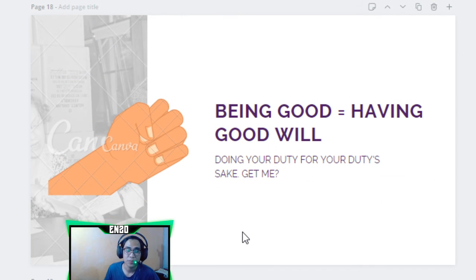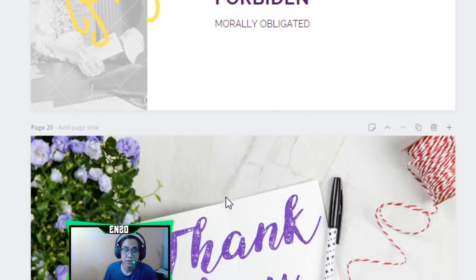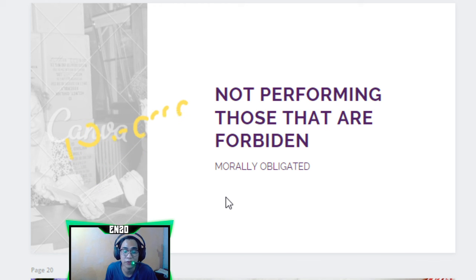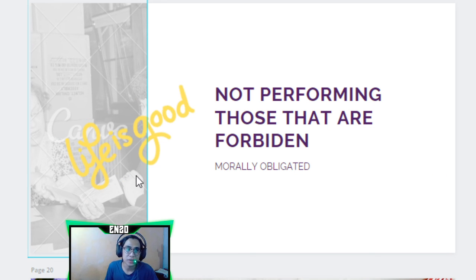The next thing I learned: being good means having a good will. Having a good will means doing your duty for your duty's sake. It sounds complicated, but it's doing your duty for your duty's sake. Lastly, it is performing those that are not forbidden. To act out of duty is to perform actions that are morally obligatory and not perform those that are forbidden. That is the main rule of Kantian ethics.